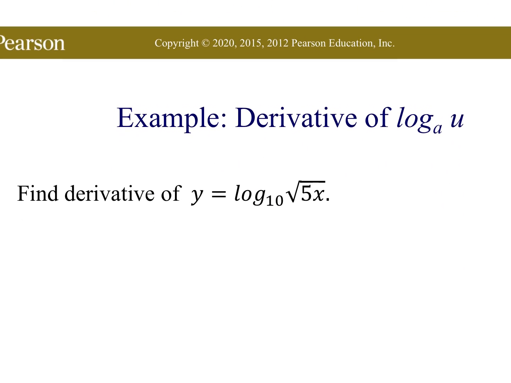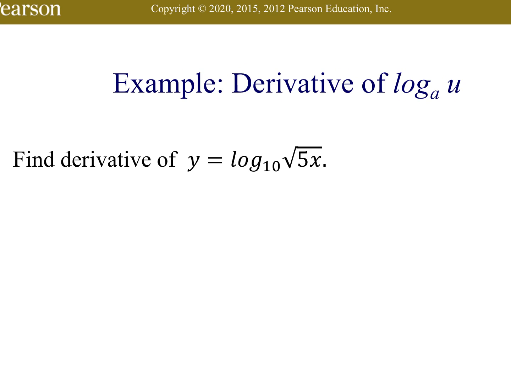Okay, here's another one. Here's the log, that's the base of 10, but it has the square root of 5x in it. Just be confident in your 3 parts, and then times your chain rule part. So it's going to always be 1 over.